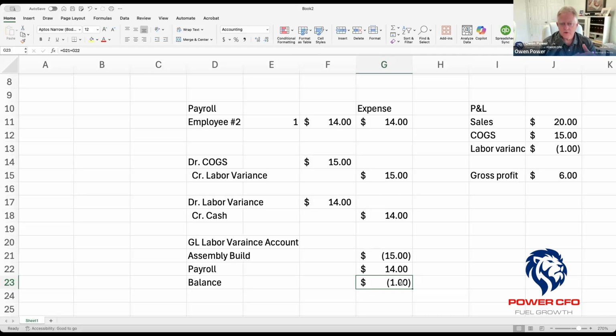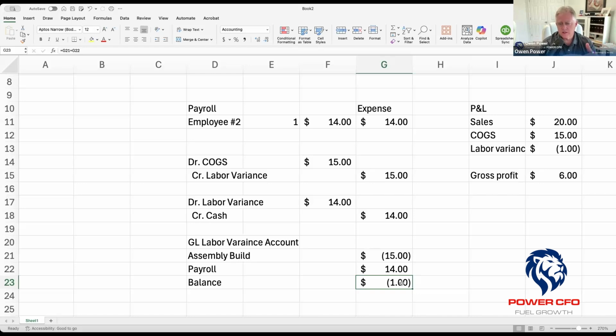So if you're using the highest labor rate, let's just say that that's 15 for all jobs, but most of the jobs end up being done using labor at 14, then you are going to have an over application of labor costs. So you will see a credit balance. A credit balance in this variance account is actually a good thing, because that means that you are applying more labor than what you should.